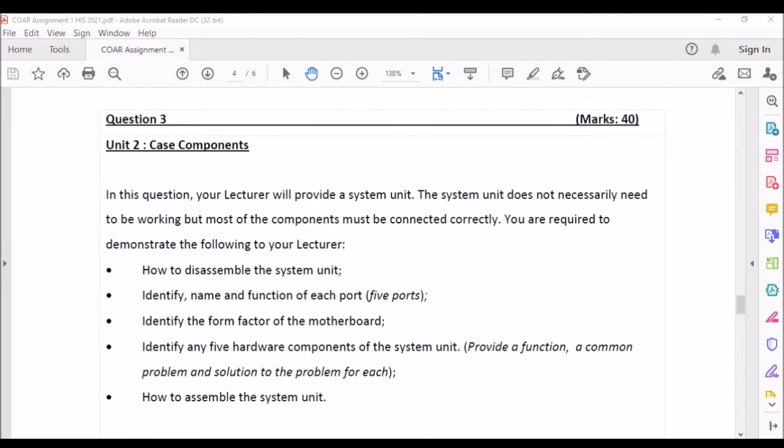So with computer case within your tower. Those are the components that we need to literally discuss. So then they've mentioned that after you've identified these, you provide a function of each one of them accordingly. Once you've identified a function, you state a common problem that is normally associated with that component. After stating that common problem, you then need to obviously provide a distinctive solution.